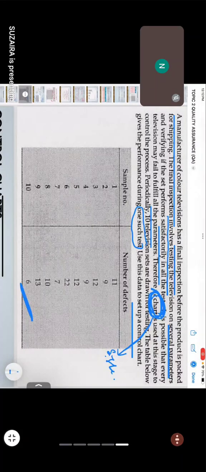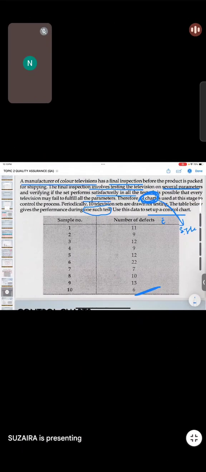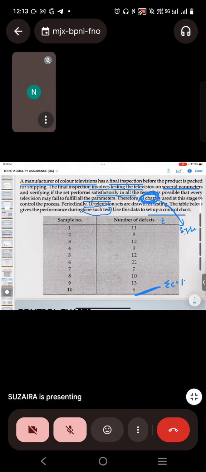So how many? Please calculate, done. 11 plus 9 plus 12 plus 9 plus 12 plus 22 plus 7, 10, 3, 13, and 6. How many? What is the sum of C? This one is C. Sum of C equals 111. Okay.